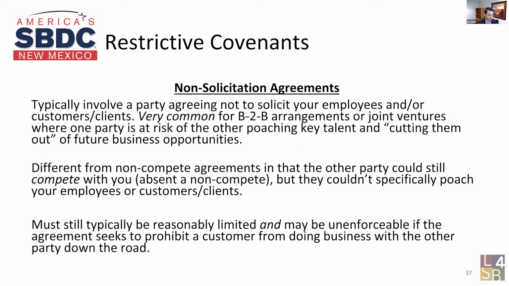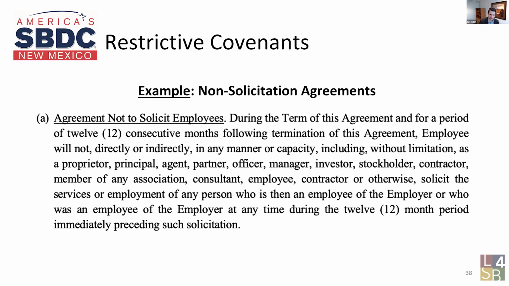So if you're an employer or if you're in a B2B arrangement, you really want to make sure that your contract has this and make sure that it says what you want it to say. Remember, it's never enough just to know that the contract has it. The devil is in the details and you want to make sure that it works for you. Here's an example of a non-solicitation. It prevents the former employee from poaching anyone who is an employee or was an employee of the company. Nice and simple. You see variations of this to include clients and customers, et cetera.